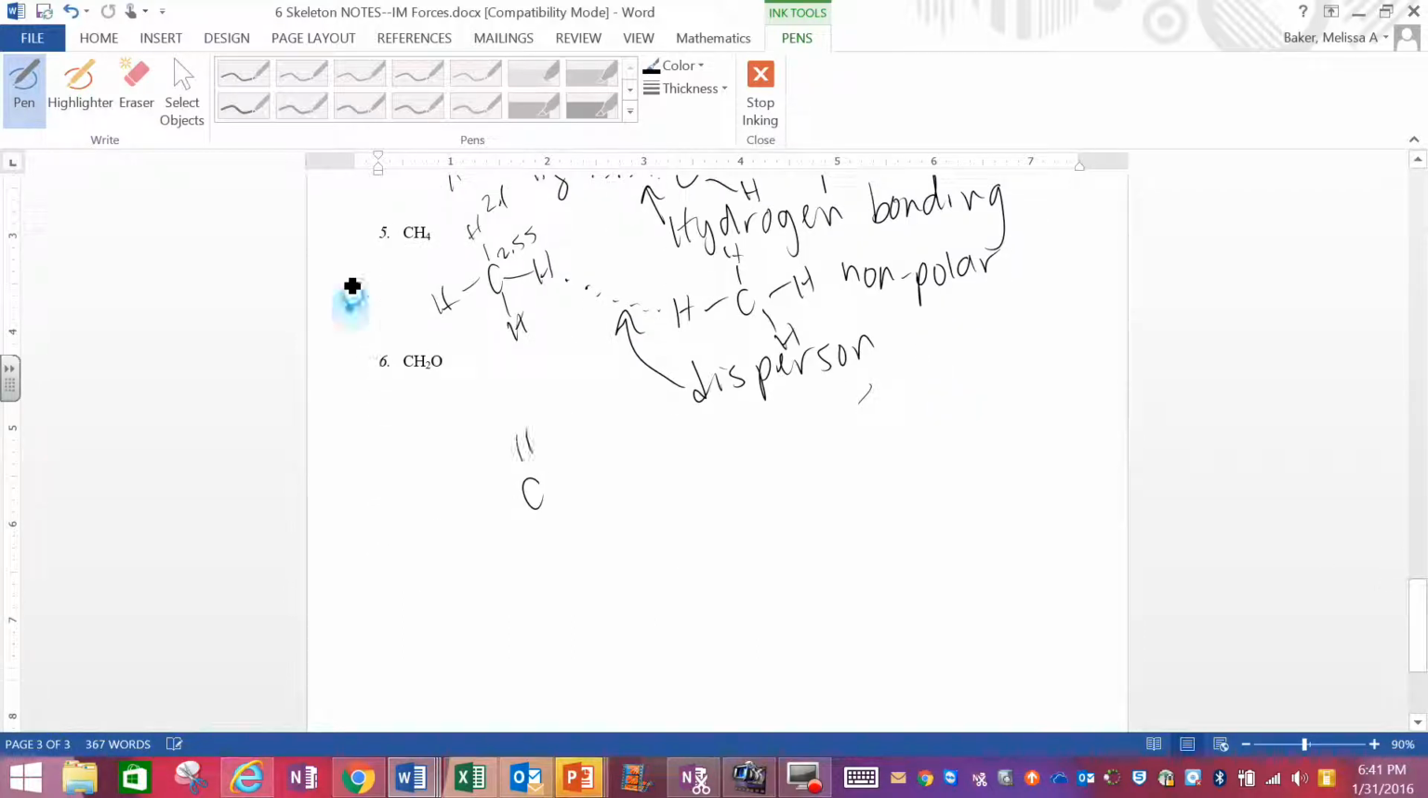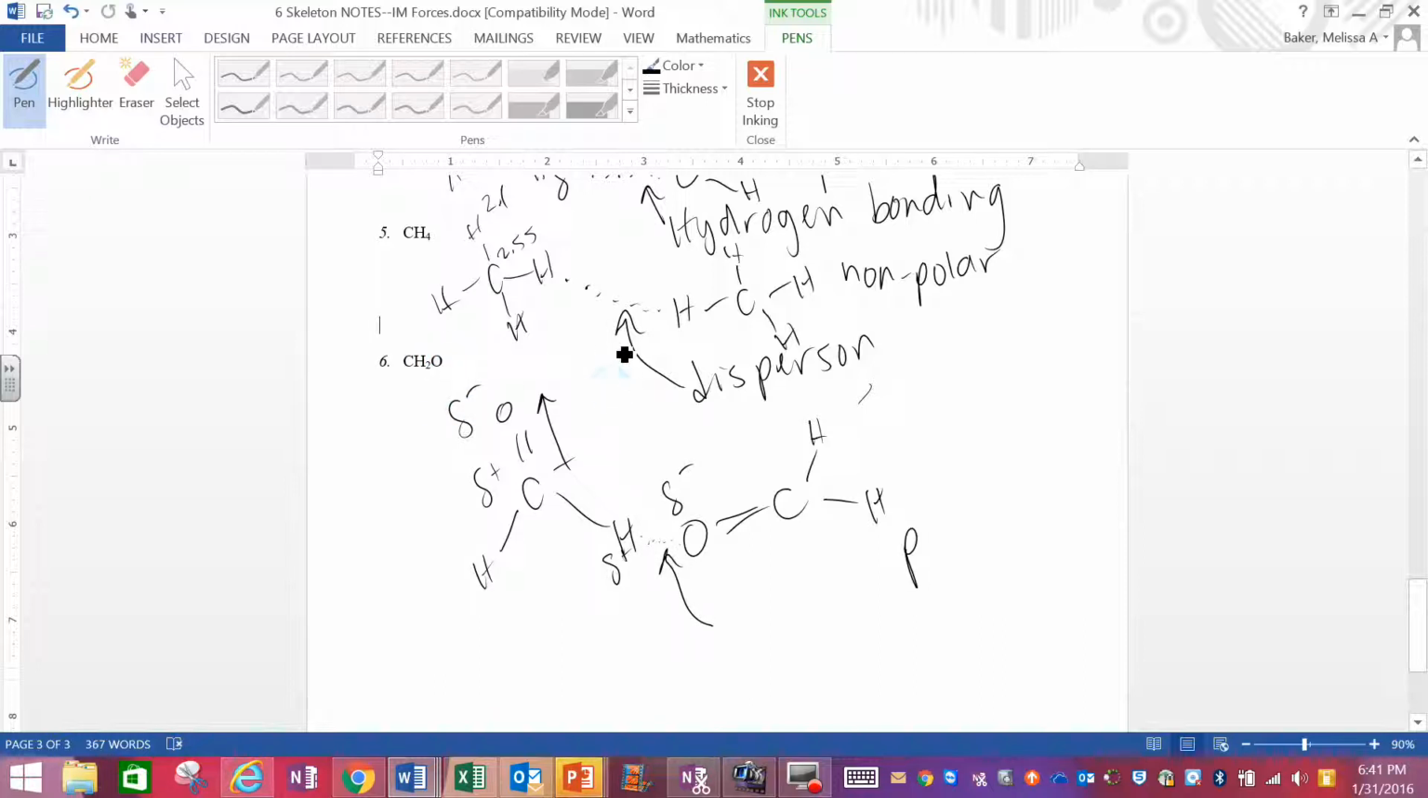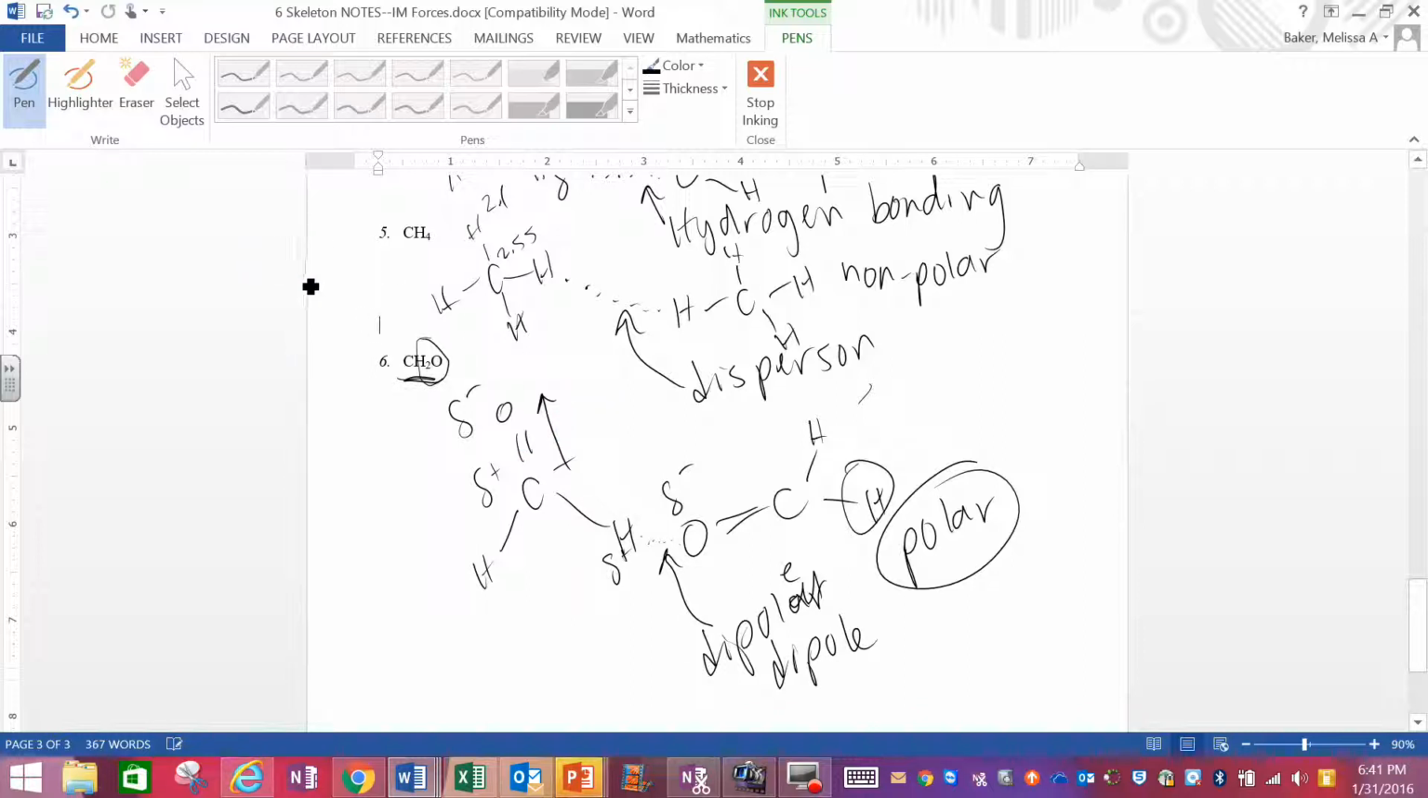And finally, CH2O. Let's check this out. It is polar because the oxygen is winning. And so another molecule nearby would be attracted to this partially positive end. So since this is polar, but it does not have an H bonded to an F, an O, or an N, it's dipole-dipole forces. A lot of people get confused because they'll look at the formula and they'll say, oh, it's got an H bonded to an O, but not when you draw it out. So be careful there.